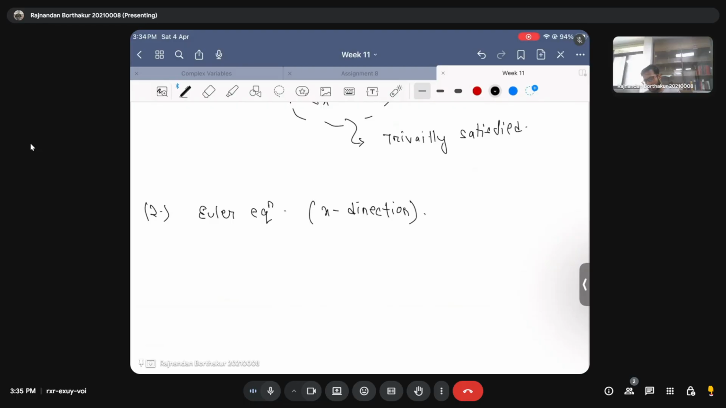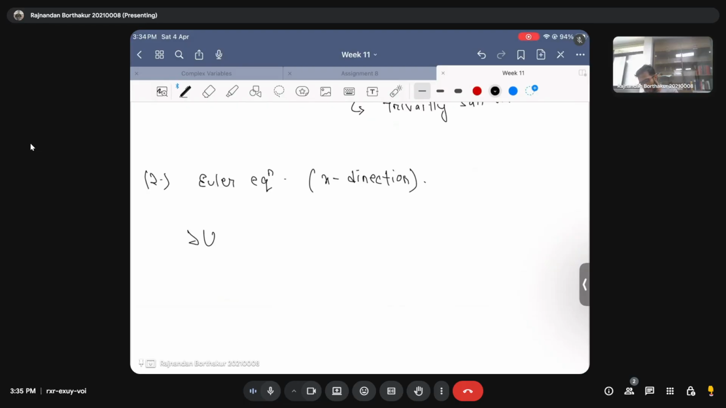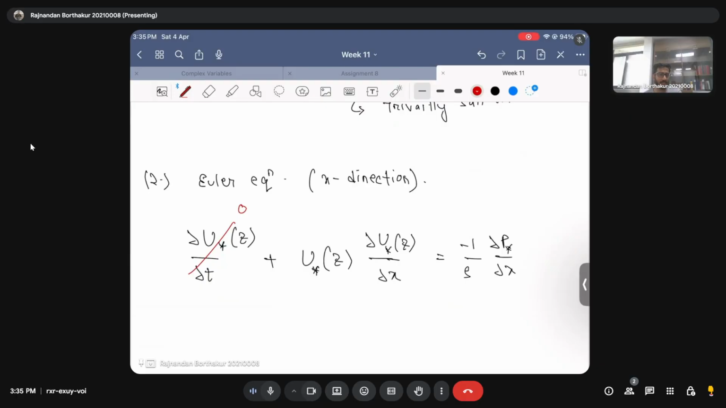So if we write the Euler's equation in the x direction, it just turns out to be del U star by del t. But remember, U star is just a function of z. This is something that we need to understand. And then we have U star of z times del U star of z by del x, and the other terms will anyway be going to 0. So this equals 1 upon rho times del p star by del x. Now, we know that the time derivative term is 0 because the base variable is steady. This is something that we have assumed.